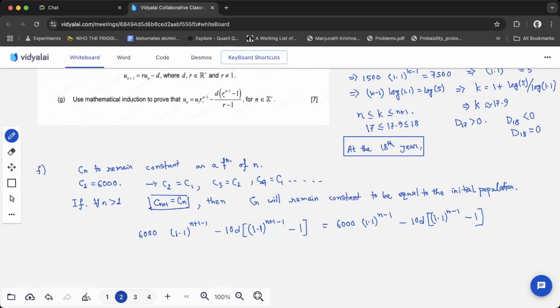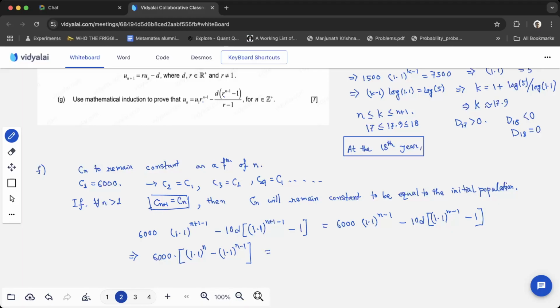So first we observe that this term that gets from multiplication of negative 10D with negative 1 will give the same term on both sides. So they will cancel each other. What we can collect is the terms containing 6,000 and the terms containing 10D on each side. Collecting the 6,000 terms, we have on the left side 1.1 to the power n minus 1.1 to the power n minus 1 from the right side. This comes with a minus sign.